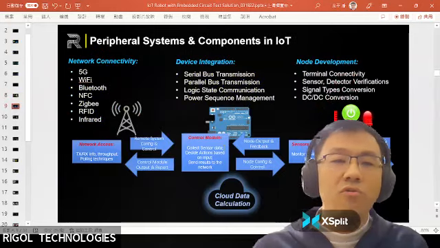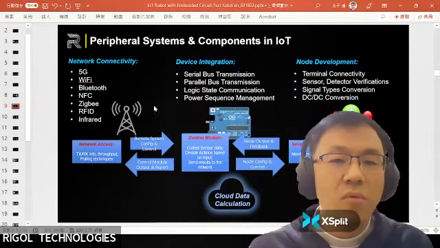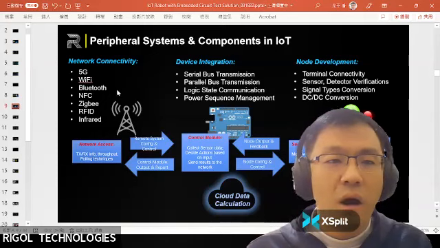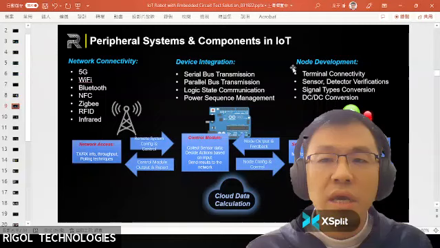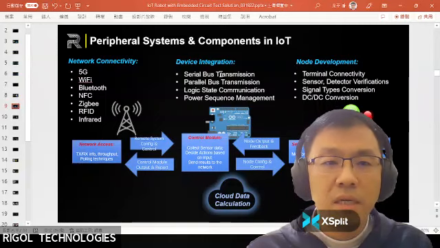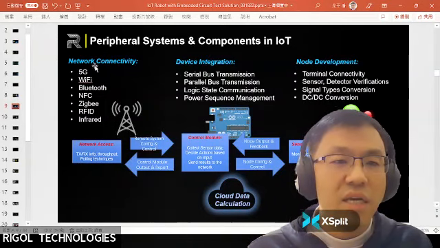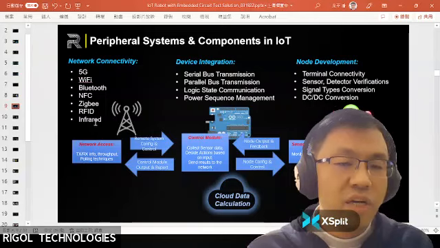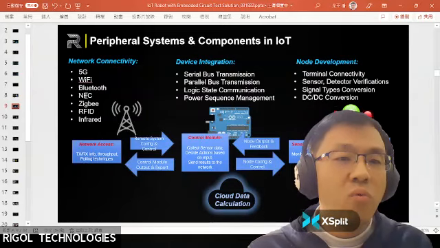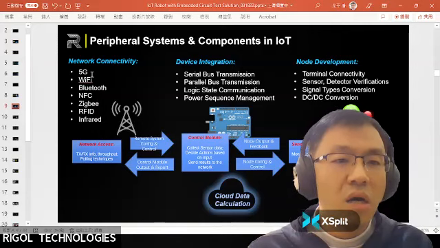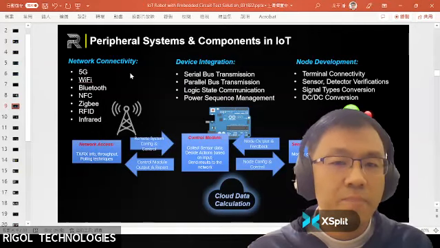So when you go to the next slide, you can see we can separate the horizontal part into network connectivity, device integration, and node development. You can see these are the key peripherals, components, and technologies inside the territories. For example, 5G, Wi-Fi, Bluetooth, and near field communication fall under network connectivity.